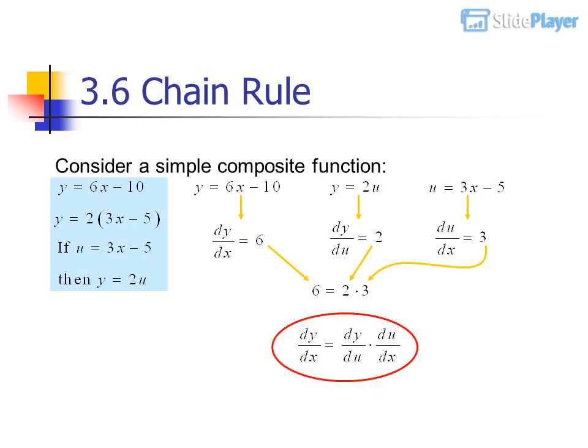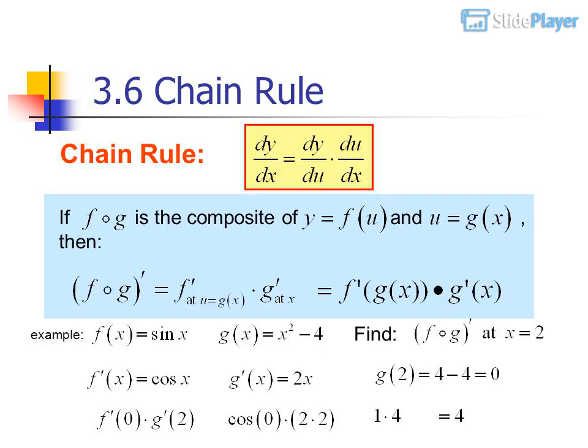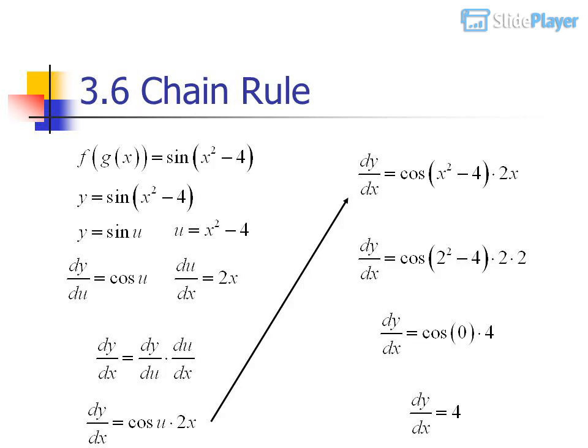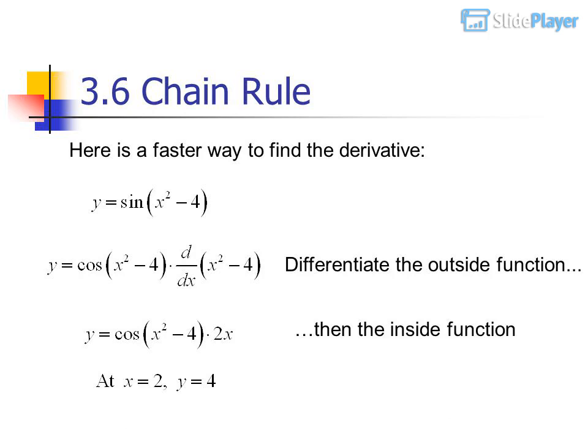3.6 Chain rule. Consider a simple composite function. If f is the composite of g and h, then find f'. Example. Here is a faster way to find the derivative. Differentiate the outside function, then the inside function.